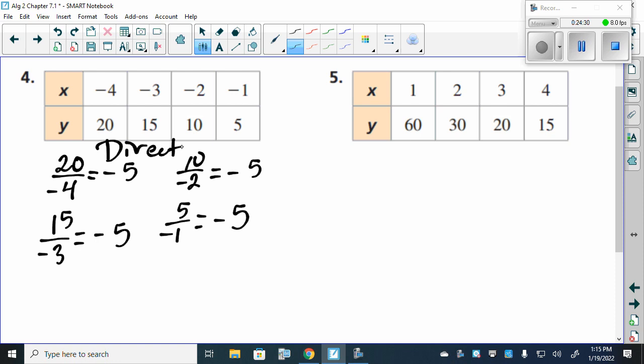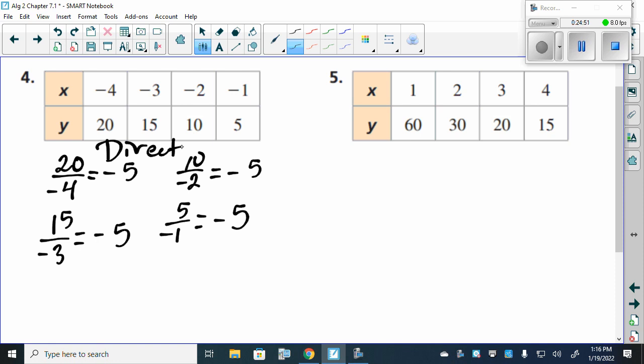So this is direct. If we look at the x values, negative 4, negative 3, negative 2, and negative 1, they are getting bigger. And if we look at 20, 15, 10, and 5, they are decreasing. They're both getting smaller. And since they're heading in the same direction, most likely it would be direct.